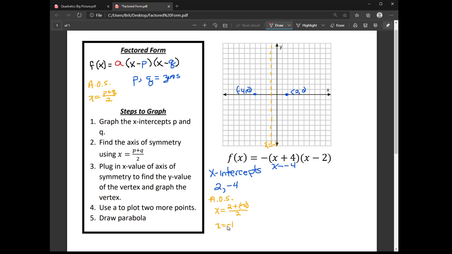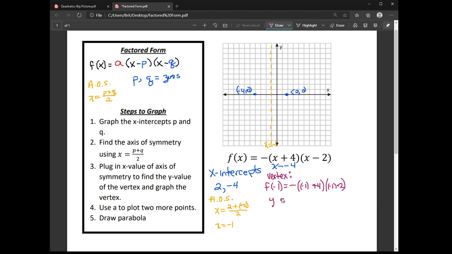Our next step is to plug in the x value of the axis of symmetry to find the y value of the vertex. So here I'm going to find the y value for my vertex. So I'm going to plug negative 1 into my function. So I have negative 1, oh, that didn't look like a negative 1, plus 4 times negative 1 minus 2.